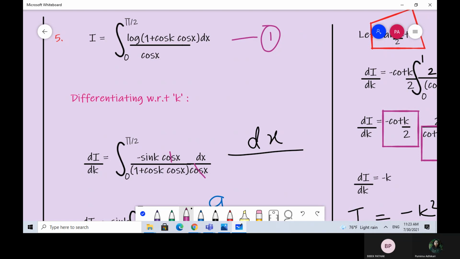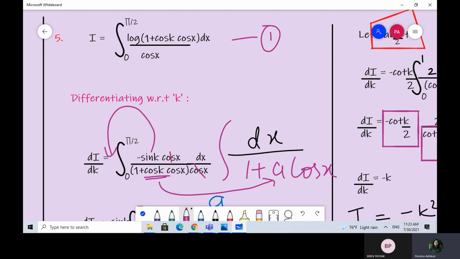Clear, sir? Okay. The sin k is a constant. Now we have to integrate, haven't we? Differentiation done, now we have to integrate. For the integration, sin k is a constant, so we can take it outside. So what is the function to integrate? 1 plus some constant into cos x, isn't it? This cos k is a constant. Let's call it a, to keep it easy to look at, for a while.